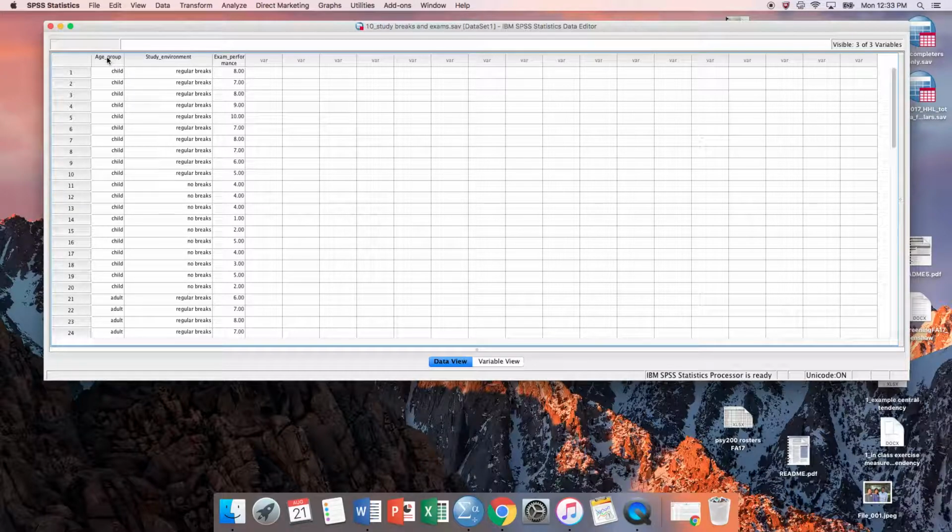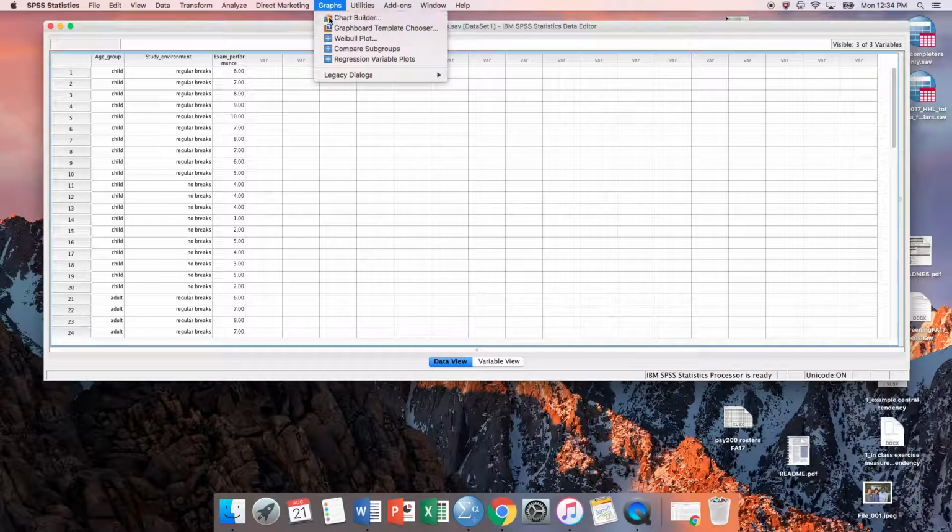That means in one category, age group, we have two groups, children and adults. And in the other category, study environment, we have breaks and no breaks. And then we have our dependent variable, which is a scale, which is the exam performance from 1 to 10. So knowing that information, what we're going to do is create a graph that is a little bit more polished than what we would see in the output of the SPSS analysis choice that we made last time.